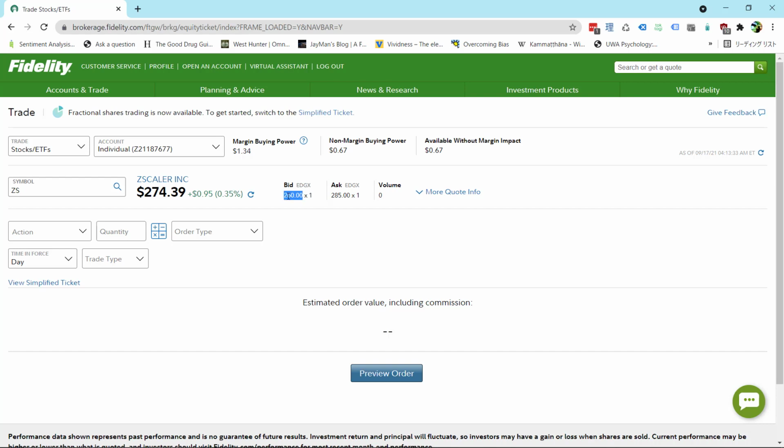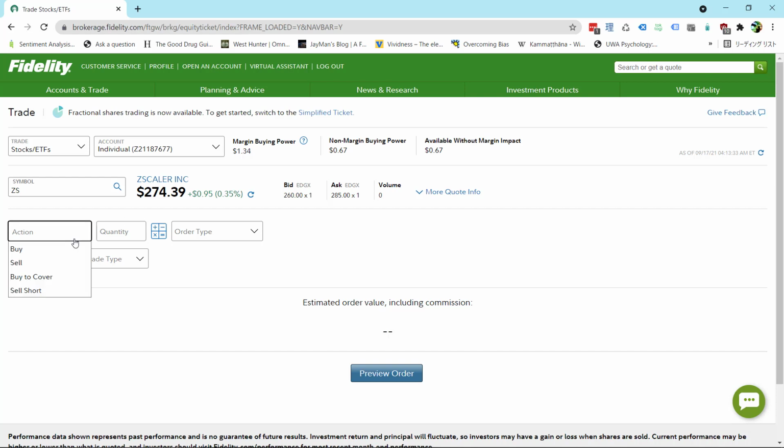Bid is the amount of dollars people are willing to pay for the stock at the moment, whereas ask is the amount of dollars people are willing to sell the stock at the moment. Obviously, you want to pay as little as possible for this stock. You can see the price at the moment is $274, but the bid is $260 while the ask is $285. The price is pretty much in the middle of the bid and the ask. Let's keep that in mind as we move down.